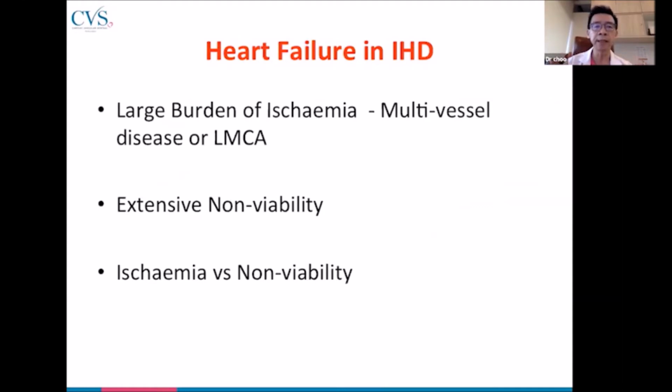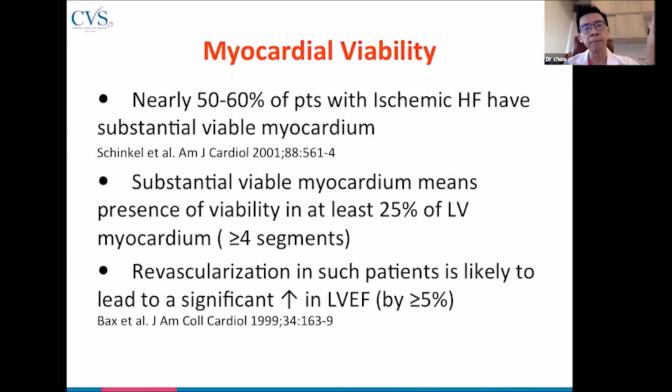A few key things, when we talk about ischemic heart disease and heart failure: we are usually referring to a large burden of ischemia. If you visualize the coronary anatomy, it's usually multivessel disease or left main disease. There may also be extensive loss of myocardium, or non-viability. So there's this concept that you need to look at whether the heart muscle is still alive or not.